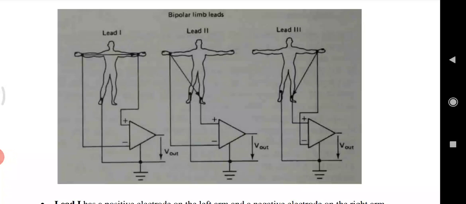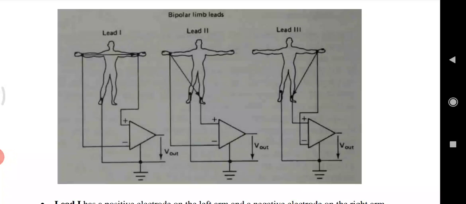Here you can see three leads, that is lead 1, lead 2 and lead 3. We have to discuss these three types of lead. In the case of lead 1, it has a positive electrode on the left arm and a negative electrode on the right arm. You can see clearly in this figure. That is, lead 1 is a bipolar lead.